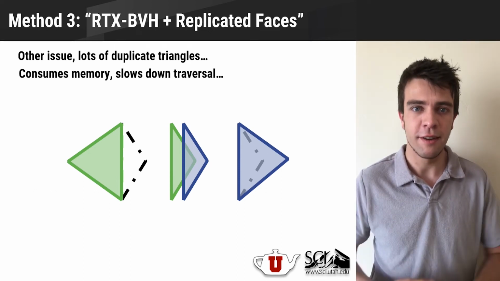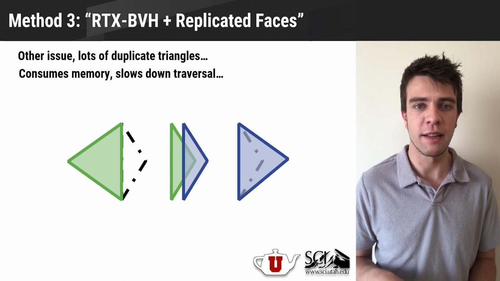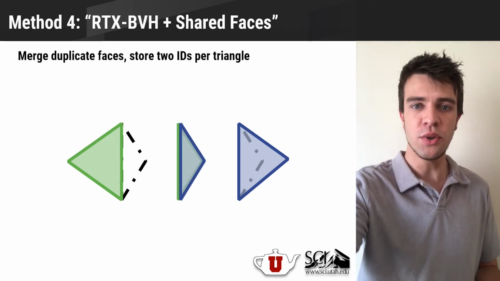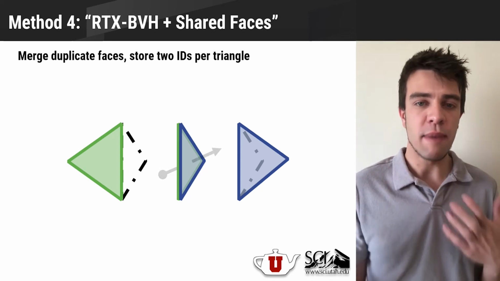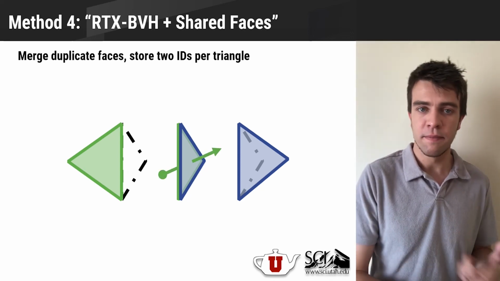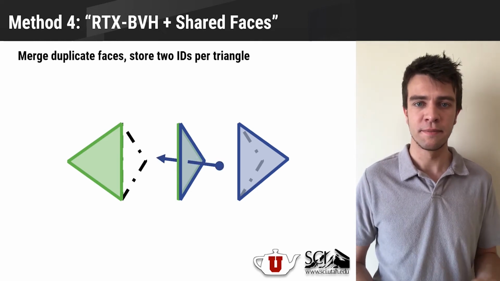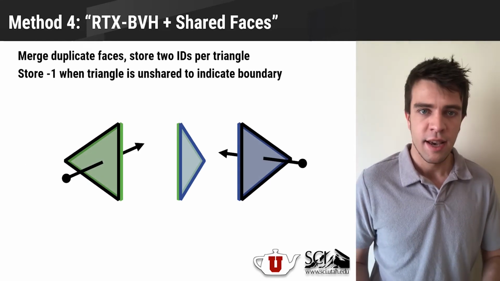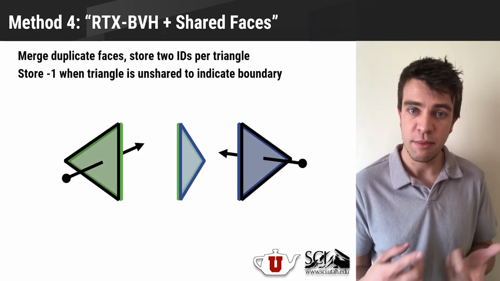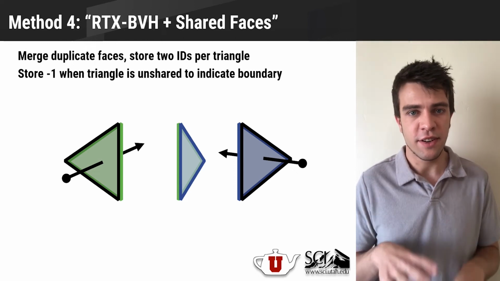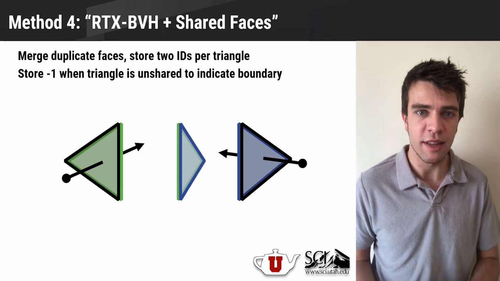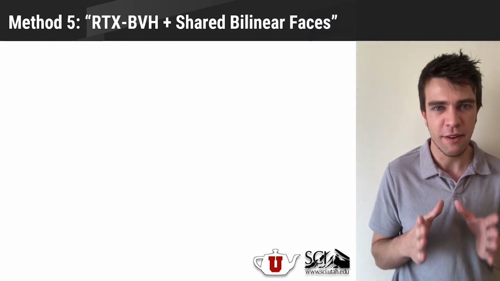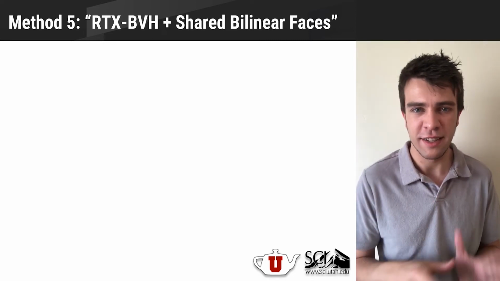For our fourth method, instead of duplicating shared faces and storing one element ID per triangle, we merge these duplicate faces and now store two element IDs per triangle. If we hit the backside of a triangle, we use the first element ID, and otherwise we use the second element ID. If a triangle isn't shared, we store -1 for the ID on the unused side. This reduces the number of triangles in our acceleration structure by 2 times, and now we no longer have these false positive intersections at the boundary, so we don't need to do that final point and element test in software anymore. Finally, we need to address the fact that some of our elements have curved bilinear patches.